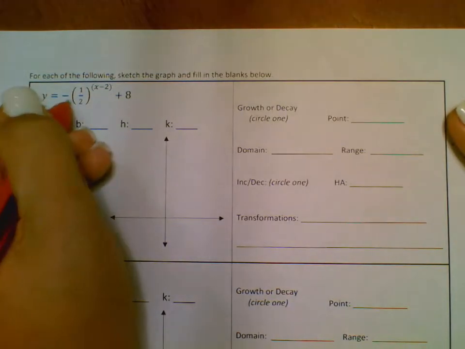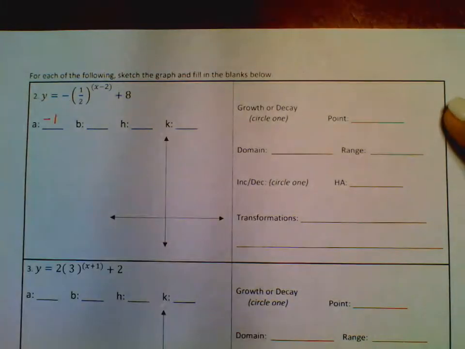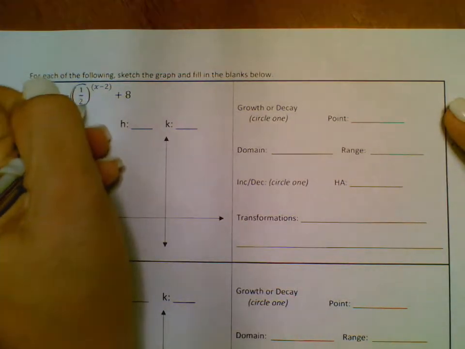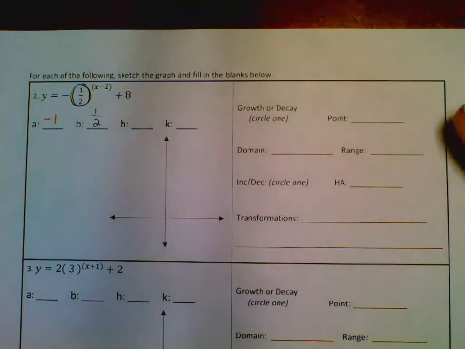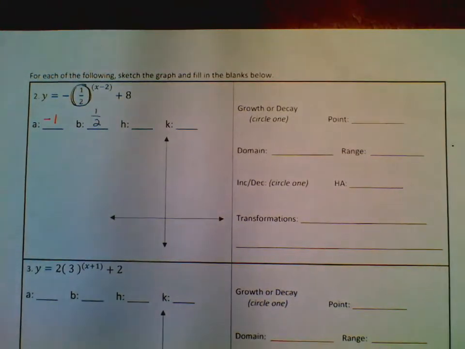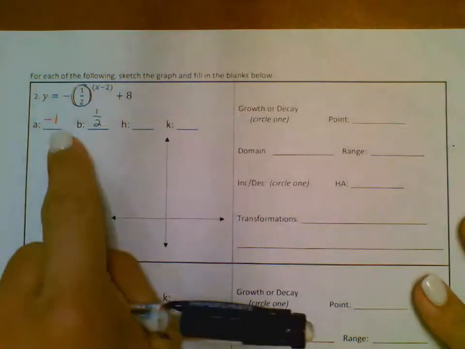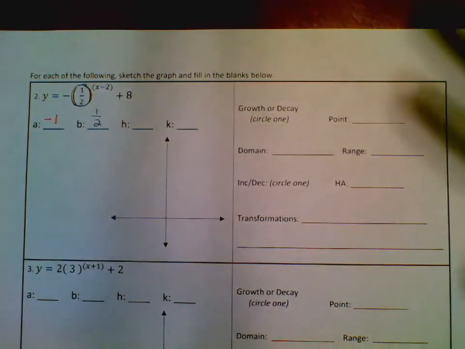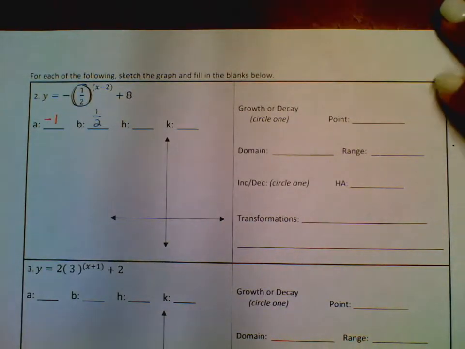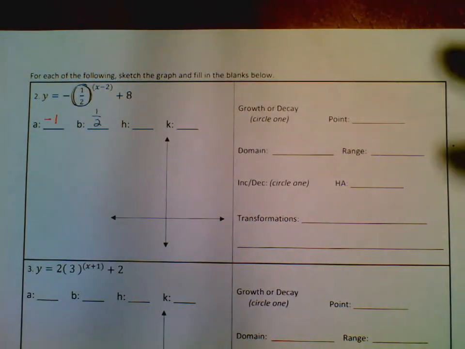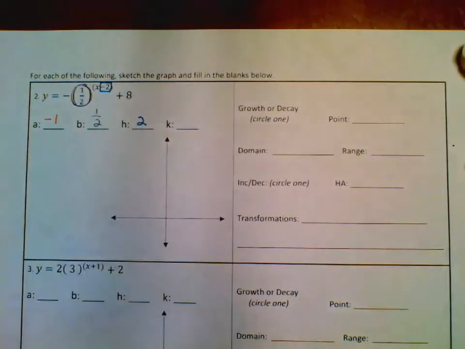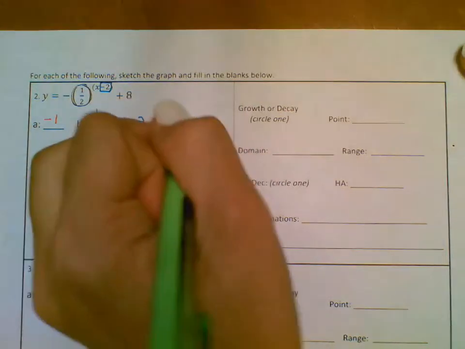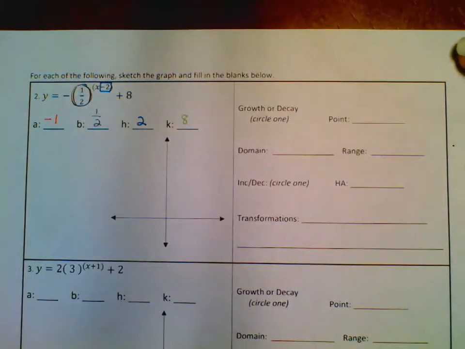Remember, if you only see one number, this has to be the base. The 1/2 is the base. You are not allowed to have an exponential function without a base, so that would have to be the base. And the 1 would be in front of it as an imaginary 1. So the base is 1/2. Our H value, changing the sign, is a +2. And our K value is a +8.